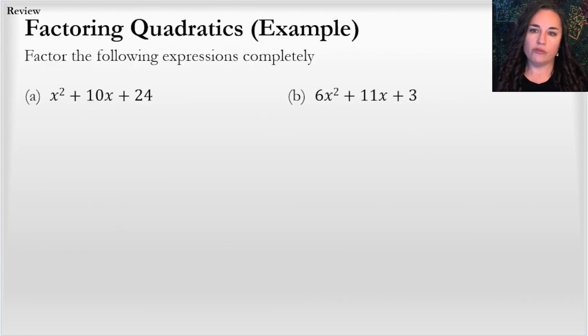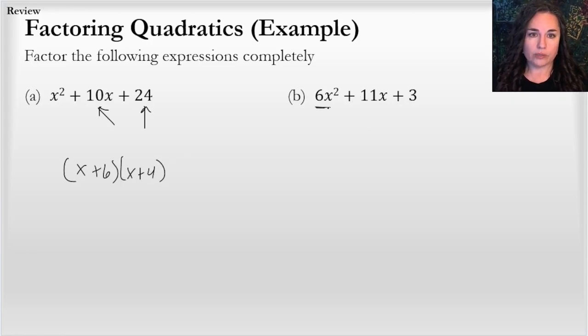At this point, I have a few examples that I think you should be able to do. I'm not going to go through strategies necessarily, but I want you to be able to do these. This A should be pretty simple for you. What factors of 24 add up to 10? You should be able to do this almost in your sleep at this point.